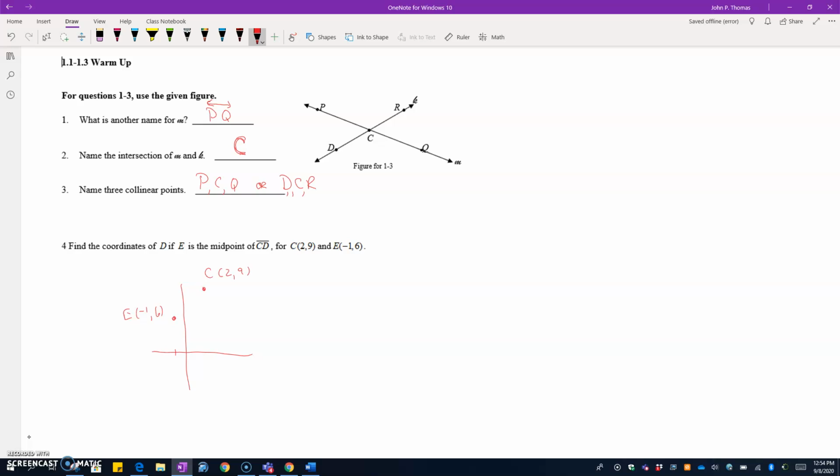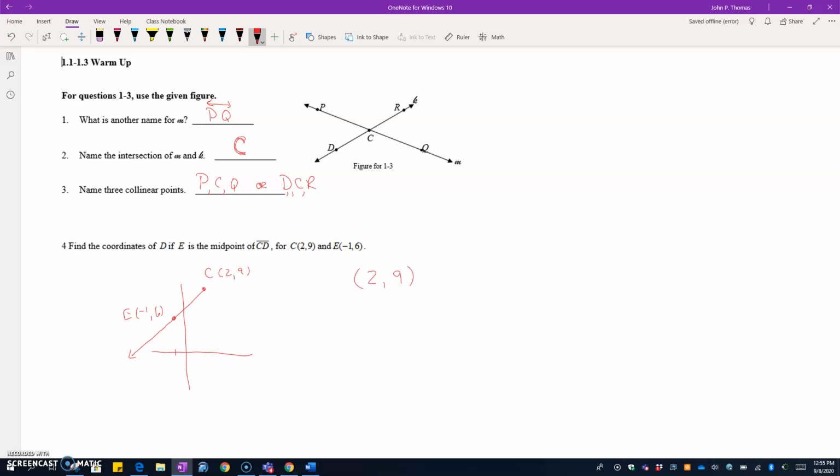And it says find the coordinates of D if E is the midpoint. So we're really trying to look out here to some point out there that's going to be the other endpoint D. All right, so what I'm going to do is I'm going to set these up in order.